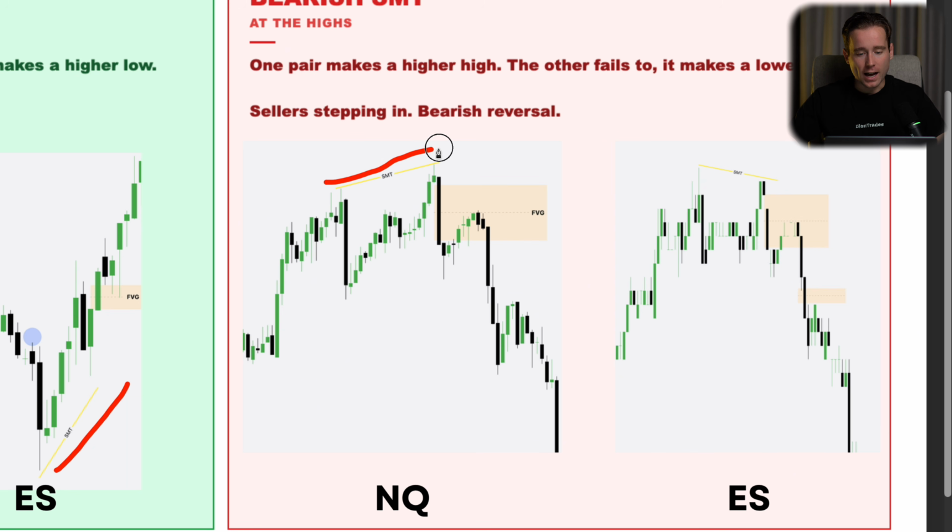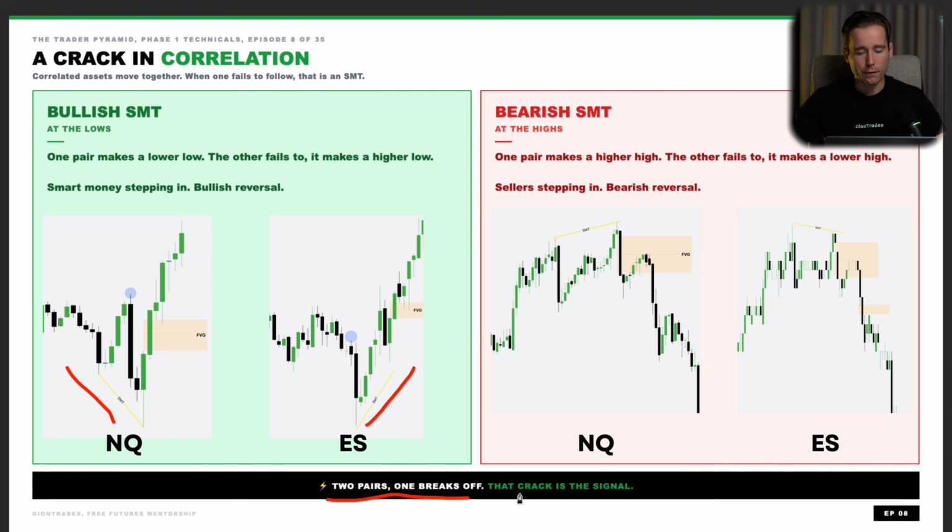So if NASDAQ makes a higher high, ES should make a higher high. When it doesn't do that, then you have a potential SMT on your hands. If you combine that with a structure shift, displacement, and fair value gaps, then you can add the SMT as a confluence to your model. So two pairs, one breaks off, and that crack is the signal for a potential reversal.